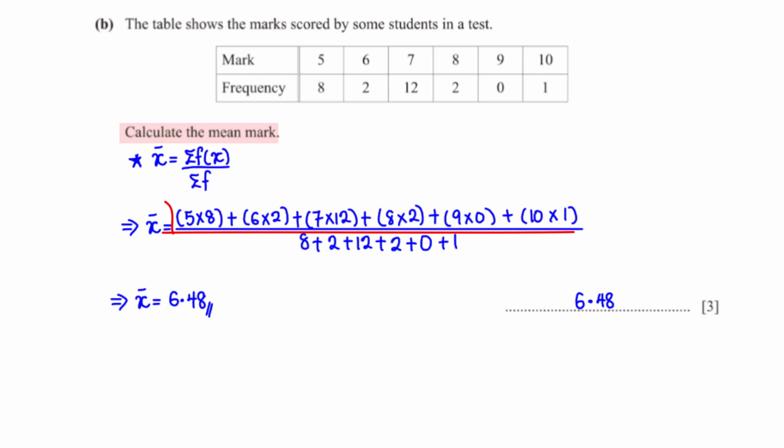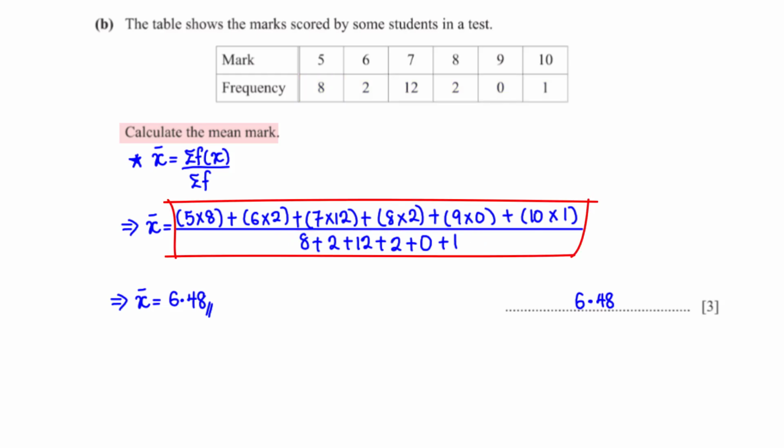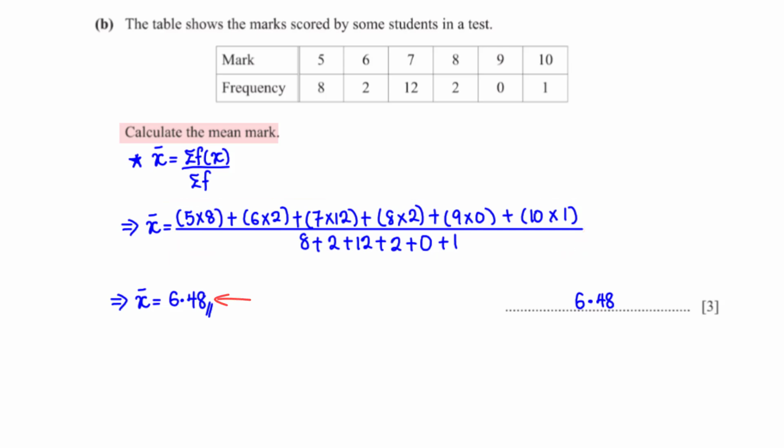For sigma fx, we have 5 times 8 plus 6 times 2 plus 7 times 12 plus 8 times 2 plus 9 times 0 plus 10 times 1. And for sigma f, we have 8 plus 2 plus 12 plus 2 plus 0 plus 1. When we type this into the calculator, we get the mean as 6.48.